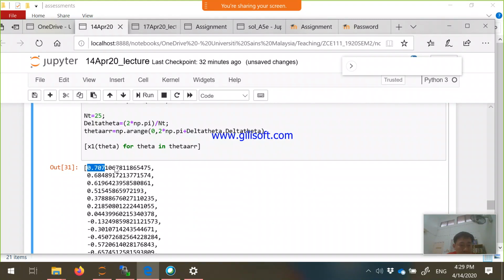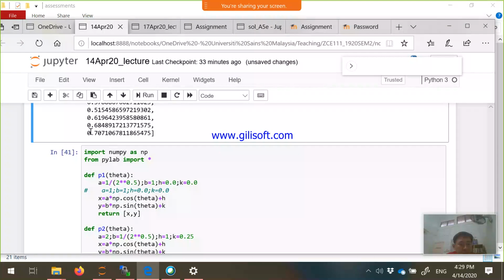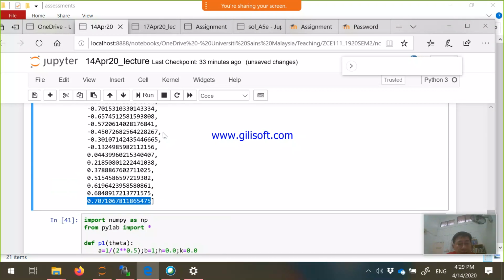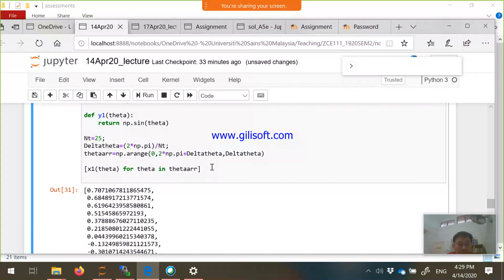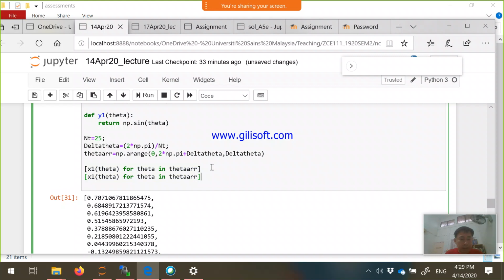x1 at theta equals 0. This is x1 at theta equals delta theta. This is x1 at 2 delta theta. And then the last one is the coordinate x1 evaluated at 2 pi. Okay, so that is how I generate my x coordinate. And then if I want to generate my y coordinate, that is what I do, right? So this will generate my x coordinate and y coordinate.